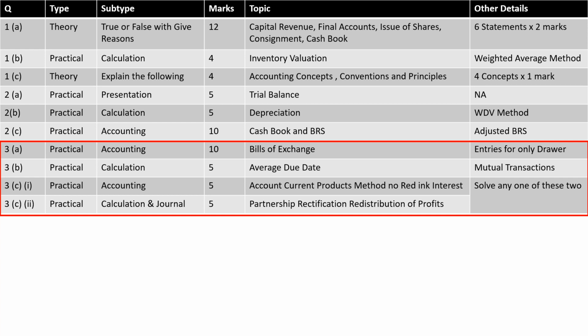3B was a calculation question again, no journal, no ledger, no final accounts, pure calculation, and the question was of average due dates, 5 marks question. But most important, it was mutual transactions. What is the meaning of mutual transactions?